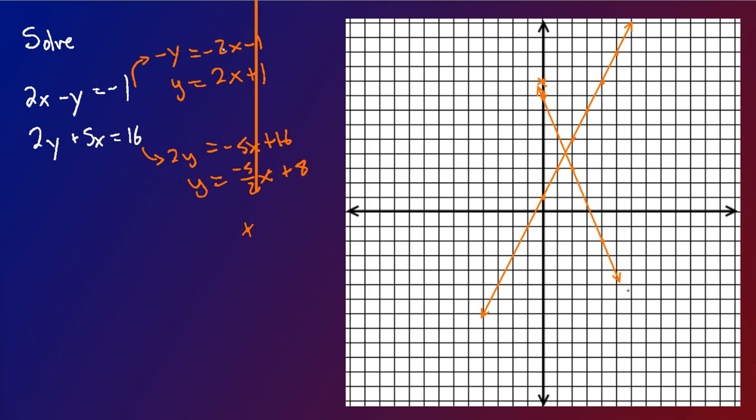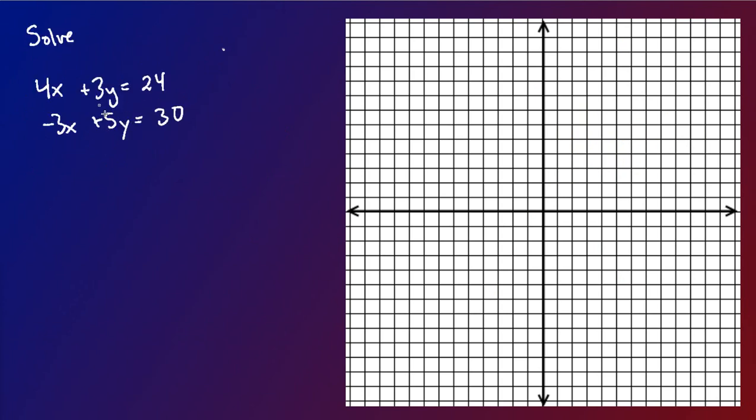Now what's this answer? So this is an estimate. It's not exactly on there. It looks like it's 1.5, comma, 4. It's kind of weird, but if I wanted to check that, again, I would put it into both of these original equations.